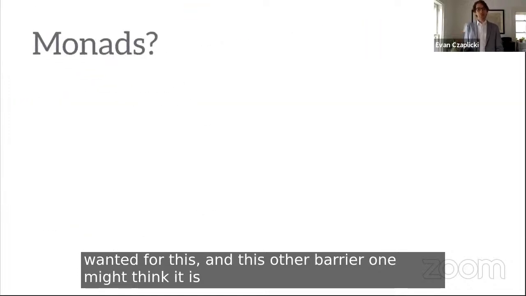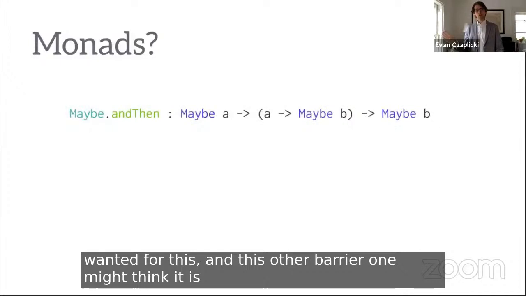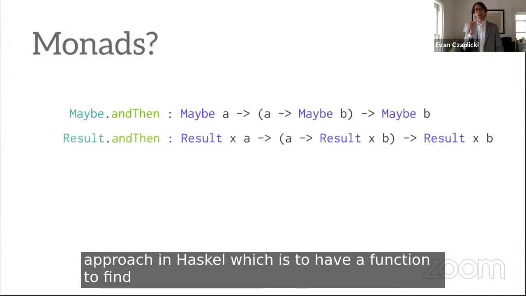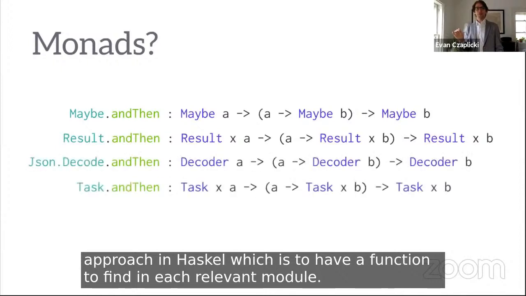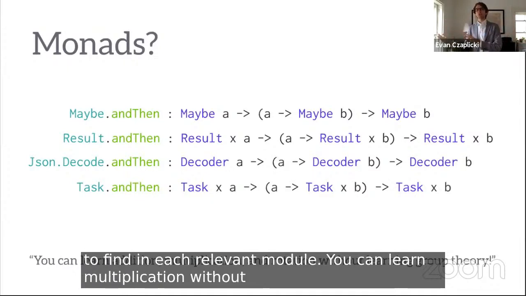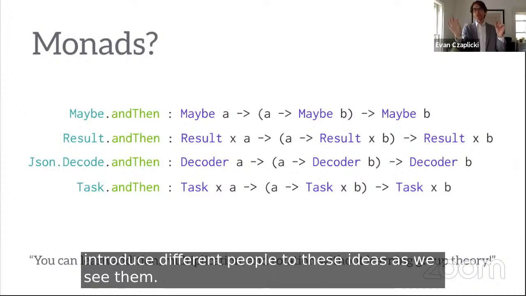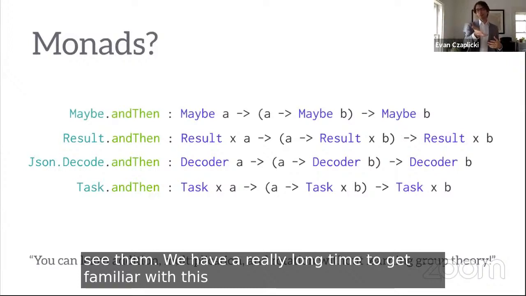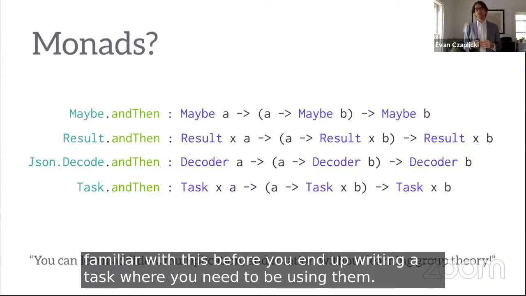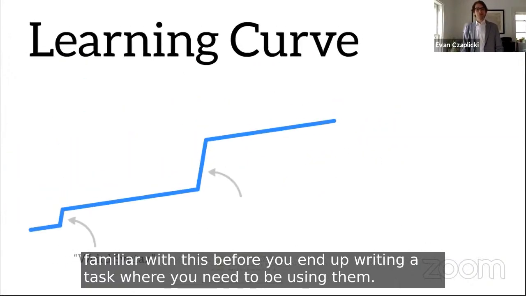But this other barrier, one might think it's monads, but Elm actually took a different approach than Haskell, which was just have the functions defined in each relevant module. So the basic theory is, like, you can learn addition, multiplication, rotation without learning group theory. So let's just introduce people to these ideas as they see them. And so the first time they're going to see it is with maybe, where they can always write it with a case expression instead. And so you have a really long time to sort of get familiar with this before you end up writing a task where you need to be using andThen. And I think for a lot of Elm programmers, they may never end up needing to use andThen based on how other things are designed. So that wasn't the big issue.